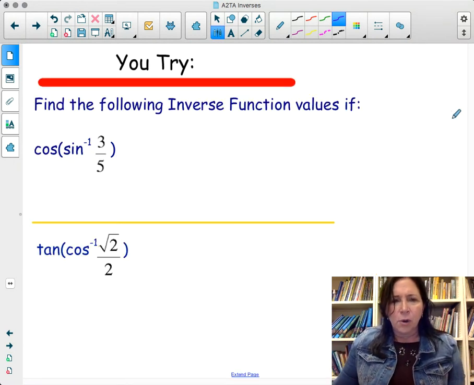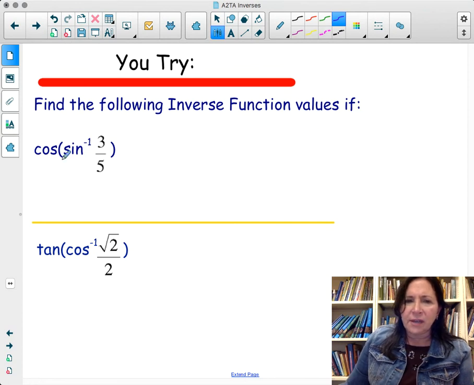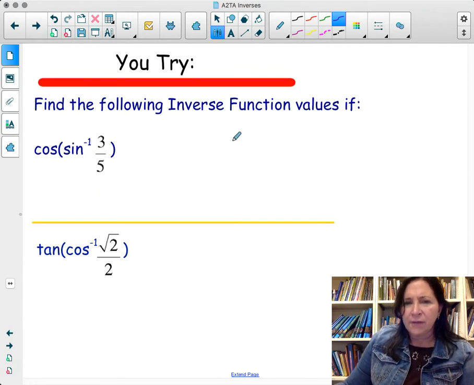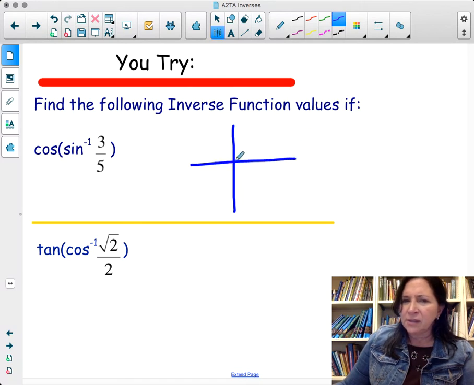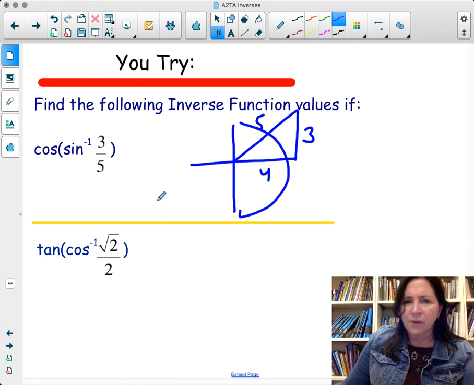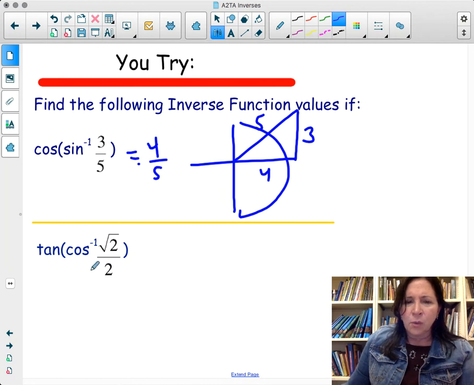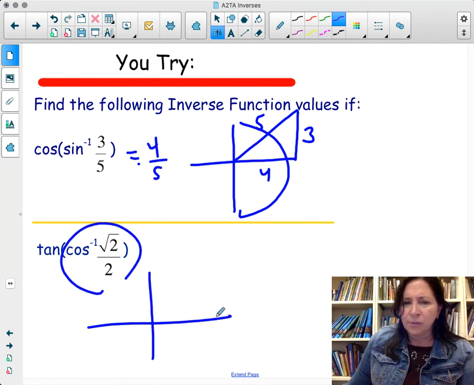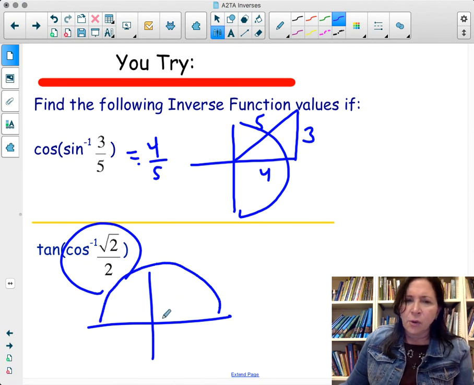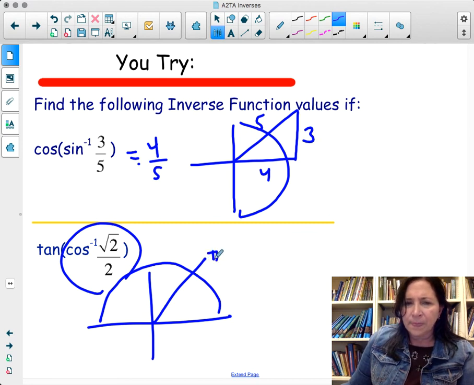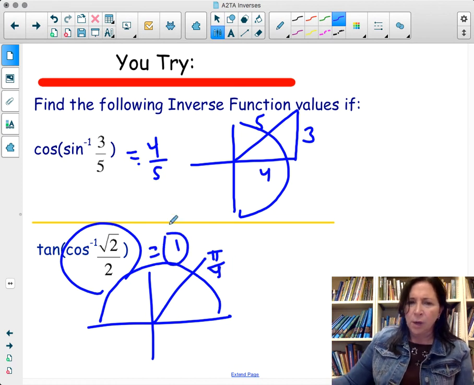Okay, couple more. Find the following inverse functions. So this one right here, arc sine 3 over 5. So let's plug this in. I think we just did something like this. So it is positive. Sine, this is my area. Sine is opposite over hypotenuse. This is a 3, 4, 5. What's cosine? So cosine is going to be equal to 4 over 5. Where is cosine root 2 over 2? So remember, cosine is first and fourth quadrant. So root 2 over 2, we're in the positive pi over 4. Right there, pi over 4. And what we know is, what's tangent of pi over 4? Tangent of pi over 4 is 1.